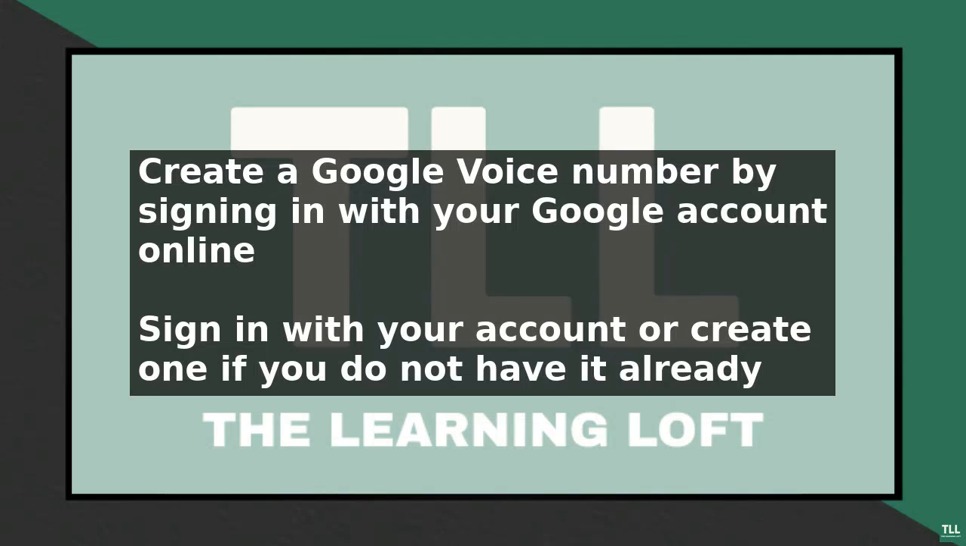To create a Google Voice number, start by going to the Google Voice website and signing in with your Google account. If you do not have a Google account, you will need to create one. Once you are signed in, click on the Get a Google Voice Number button. You will then be prompted to choose a phone number from the available options.